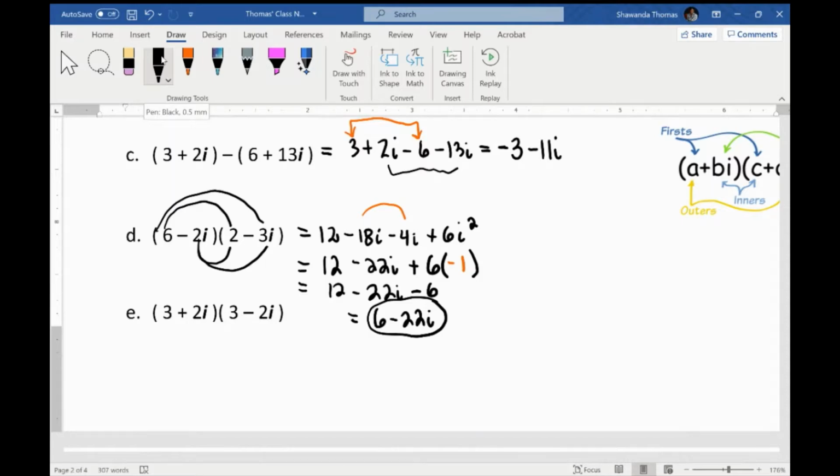Here's a question for you. We have 3 plus 2i, and we have 3 minus 2i. What are those called? Give me your best guess. My other class didn't get it. Let's see if y'all get it.